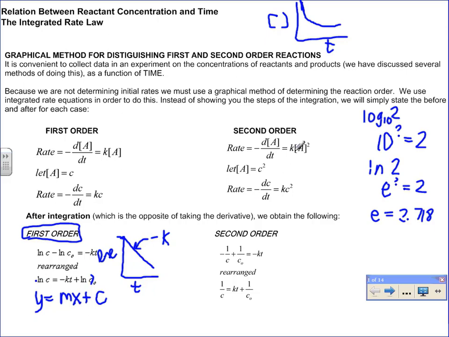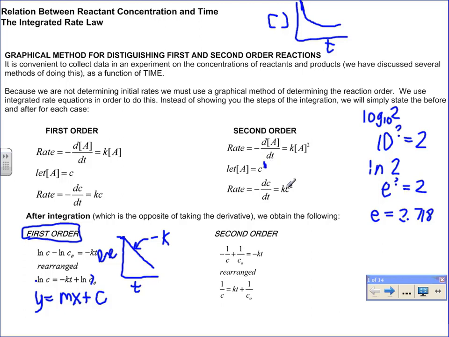Let's look at a similar scenario for a second order reaction. So for second order, you know that rate is equal to the rate constant times the concentration raised to the 2. Similarly, that's going to be the change in concentration with respect to time, so we can put it as dA over dt. We're talking about a reactant, so that's why it's negative. And if we let the concentration be C, then we have dC over dt is equal to kC squared. Okay, so this should actually just be C.